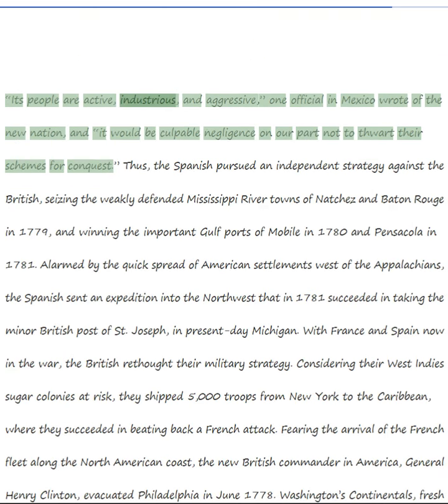"Its people are active, industrious, and aggressive," one official in Mexico wrote of the new nation, "and it would be culpable negligence on our part not to thwart their schemes for conquest."